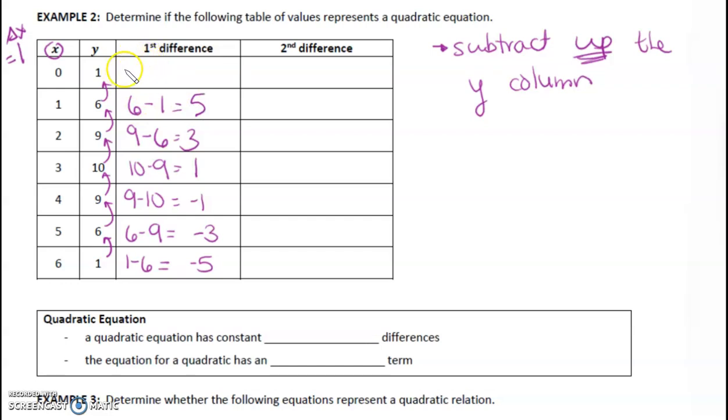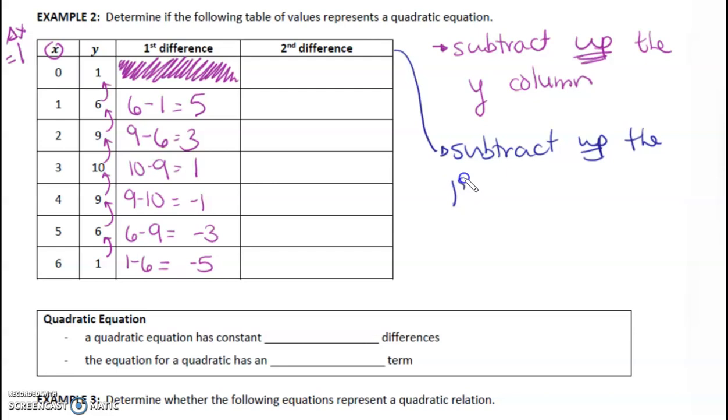For first differences, this box will not exist. There will not be a value. It'll be one less box. Now with the second differences, we go up the first difference column. So we could say subtract up the first difference column.